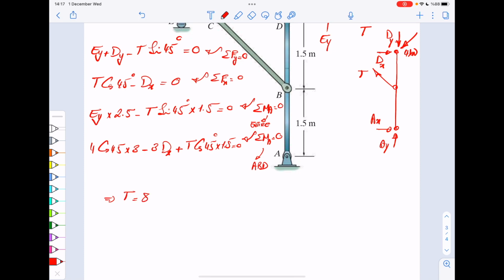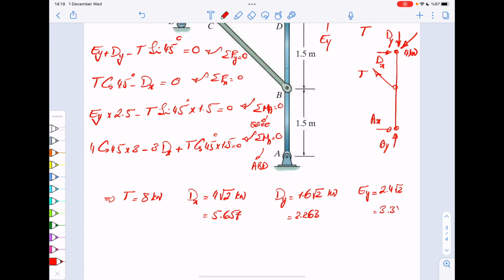You get T to be 8 kilonewton here, dx to be 4 square root of 2 kilonewton. That's 5.657. And dy is 1.6 square root of 2 kilonewton. That's 2.263. And EY is 2.4 square root of 2 kilonewton. That is 3.394. All right.